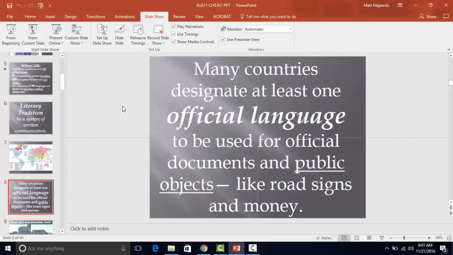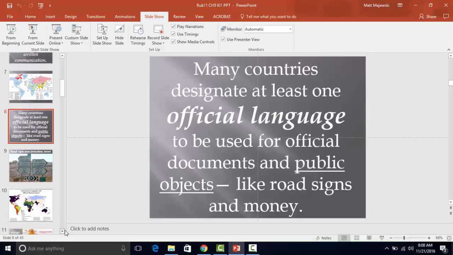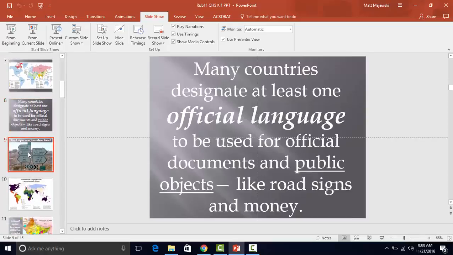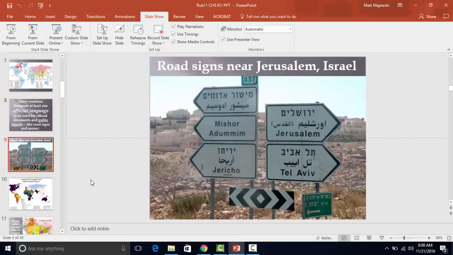Now, there's a reason for that. That usually makes it easier to communicate, to conduct business, to conduct government activity. And so an official language is quite common. So you need to be familiar with that term, be able to distinguish it and what it means. All right, here we go.